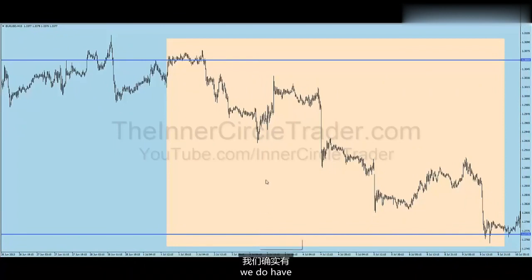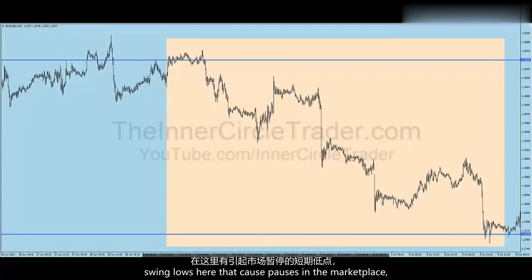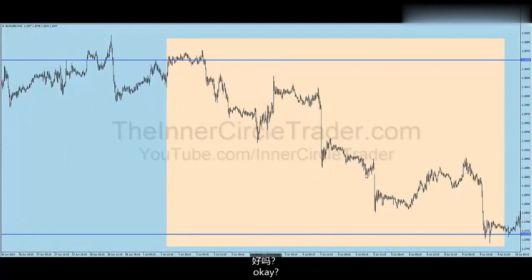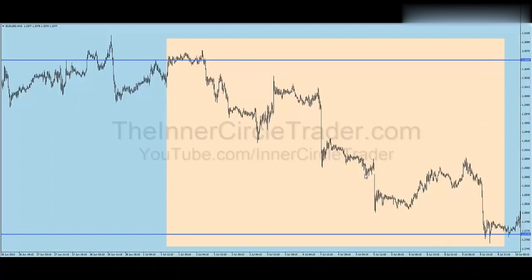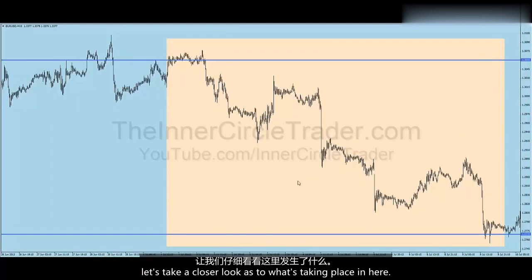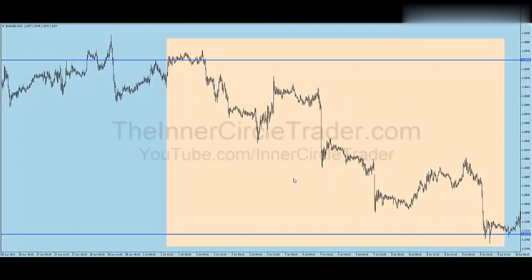Okay, now we do have intermediate term swing lows here, and we have short term swing lows here that cause pauses in the marketplace. But we're not focusing on the short term. We're trying to train our eye to see the intermediate term price swings. Okay, so now let's take a closer look as to what's taking place in here.